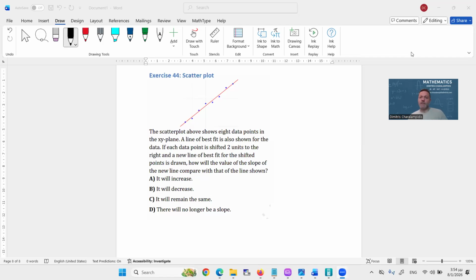Exercise 44. It's about a scatter diagram. The scatter plot above shows 8 data points in the XY plane. A line of best fit is also shown for the data. It's the red line seen.